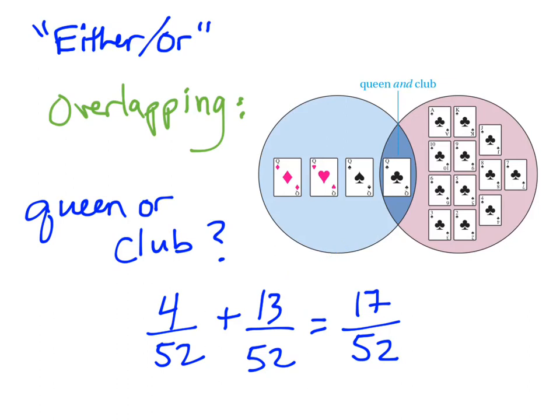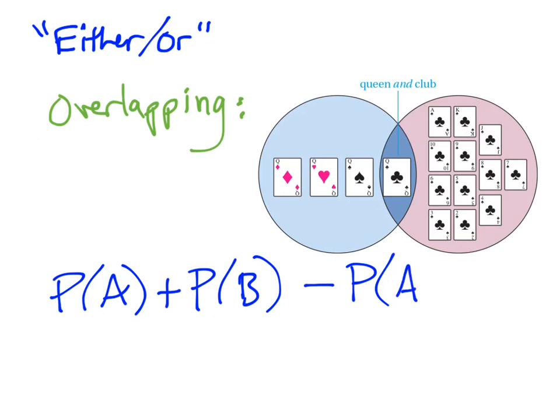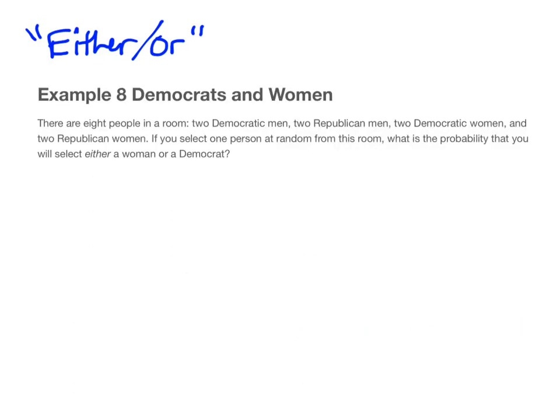So the strategy for finding probability with overlapping events is to start with the 2 individual probabilities and add those together, and then subtract the probability of both of those things, in this example, a queen and a club. We know that the probability of that is 1 out of 52. This can be generalized. It doesn't have to be just 2 events, but this is how you would do it with 2 events. The subtraction is just to get rid of the overcounting.